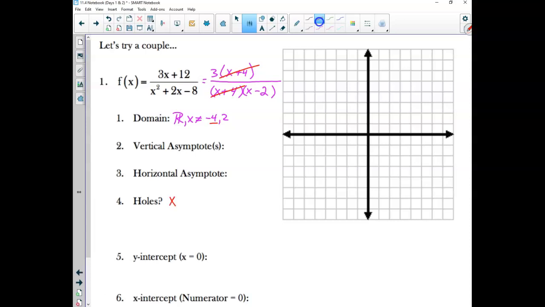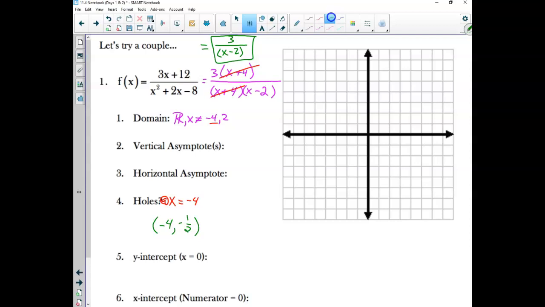I'm going to have a hole at x equals -4. And how do I find my hole? Well, after I reduce this, I'm going to get the green light to evaluate my function at my reduced equation of 3 over x minus 2. And I know my hole is going to be at -4 comma what? If I put -4 into my reduced function here, I get 3 over -6, which is going to give me what? -1/2, I do believe.